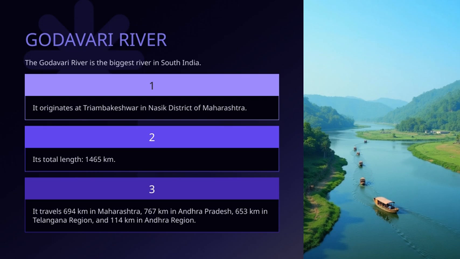Then, it continues into Andhra Pradesh, where it runs for around 767 kilometers, supporting millions of people and extensive farmland. The river also passes through the Telangana region, covering about 653 kilometers, before reaching the Andhra region, where it flows for approximately 114 kilometers.